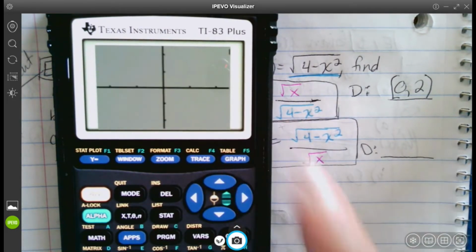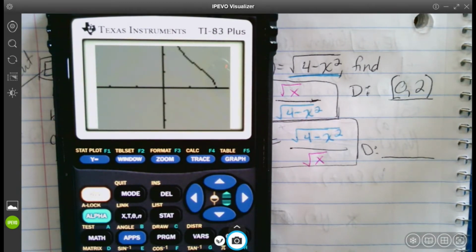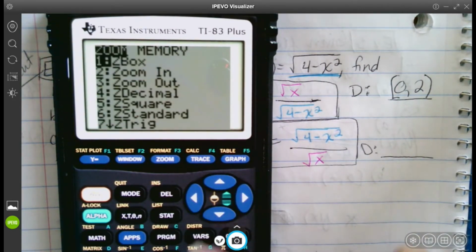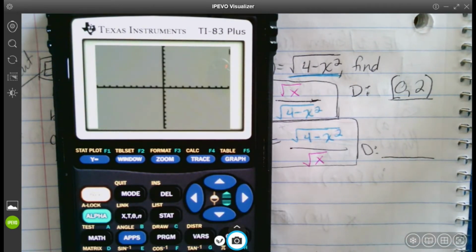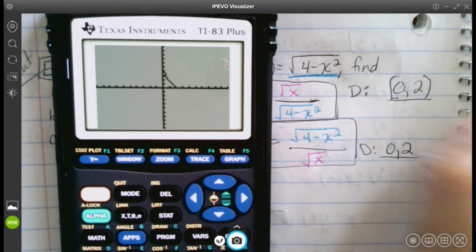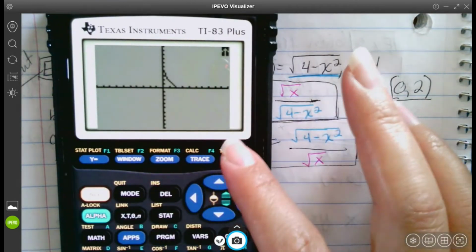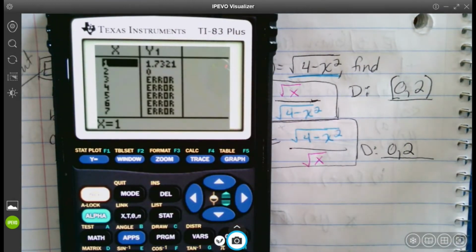Okay, so let's graph it. And this graph does something similar, so I'm going to zoom back out. I'm going to do standard. That takes us back to the original view. So it looks like it does something similar to the other one, but it's going the other direction. And it's still between 0 and 2. So let's write that again, 0 and 2. But we don't know if it's equal to. So we're going to look at our table again and see what's happening at 0 and at 2.